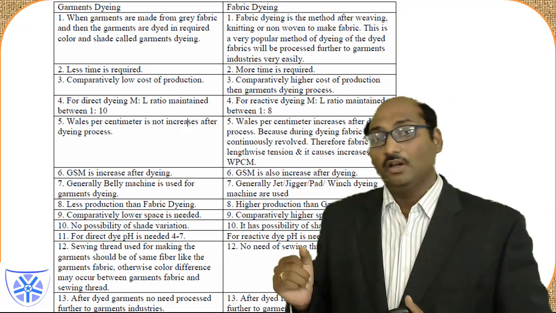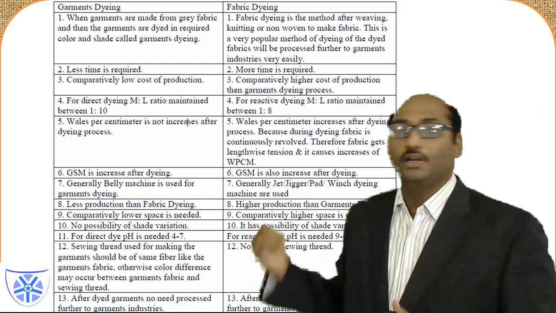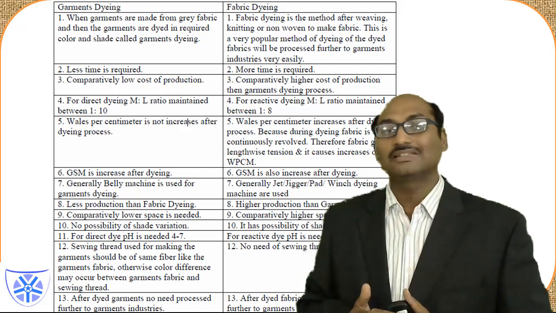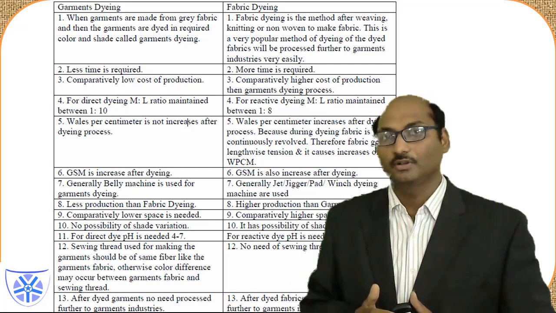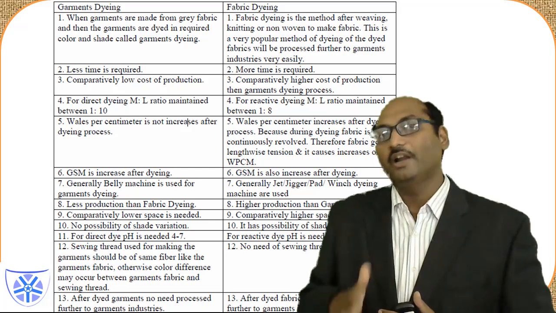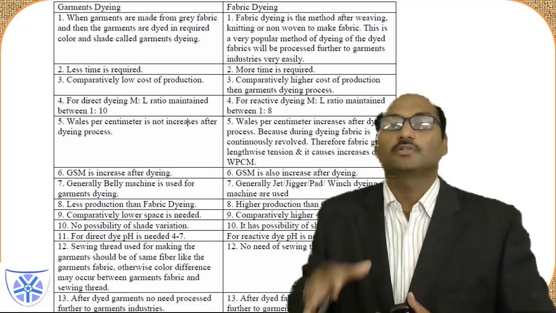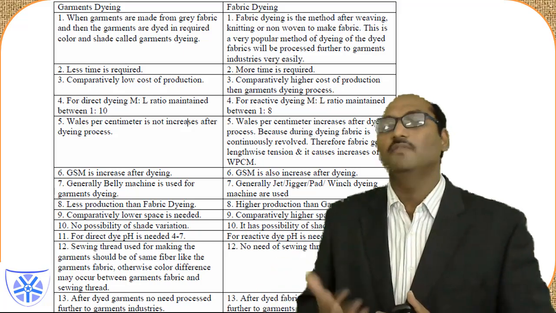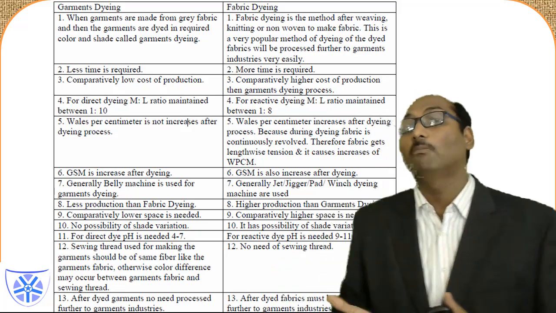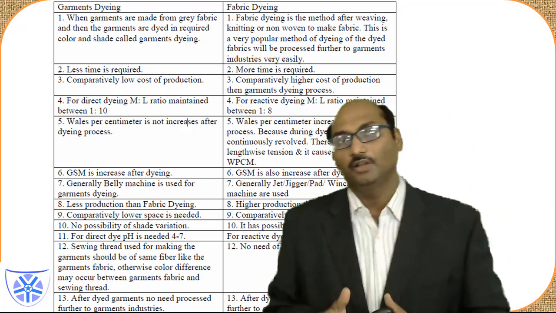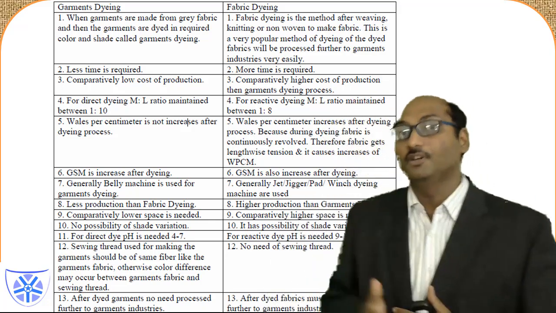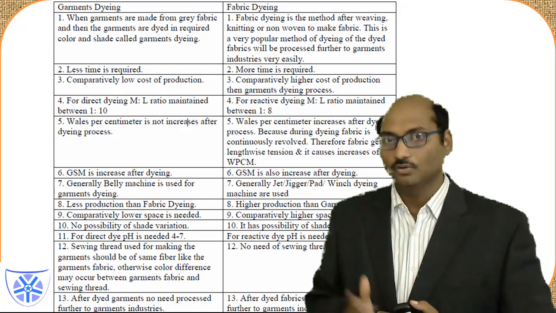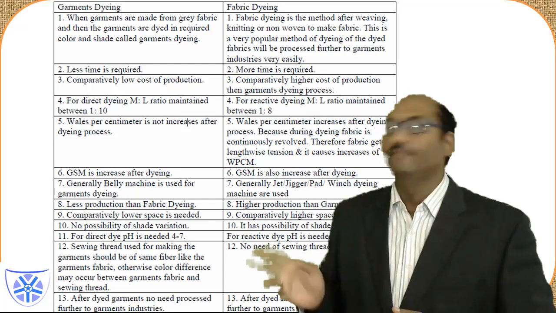Then the last point, the 13th point: after dyeing garments, there is no need of further processing in the garment industries. Whatever the dyeing and the final finishing process is, it will be given to the garments. So the softener wash or any other wash can be combined with the garment dyeing, the garment processing, any finish you want to give. But in fabric dyeing, it is not possible. So that is one of the differences.